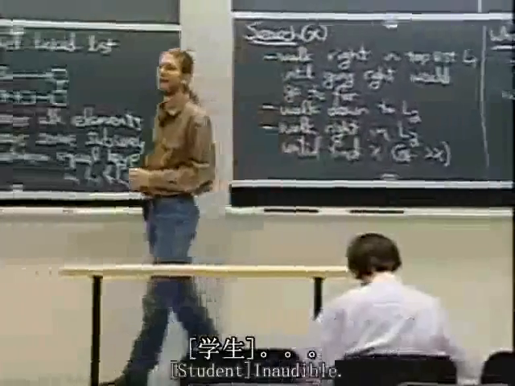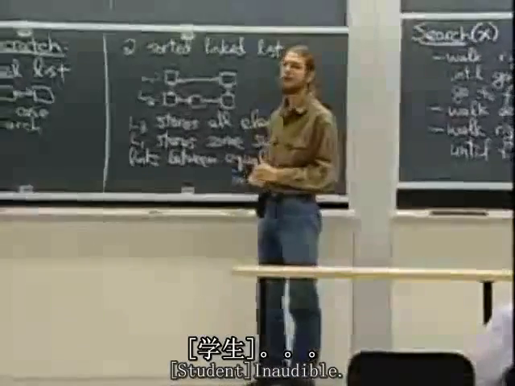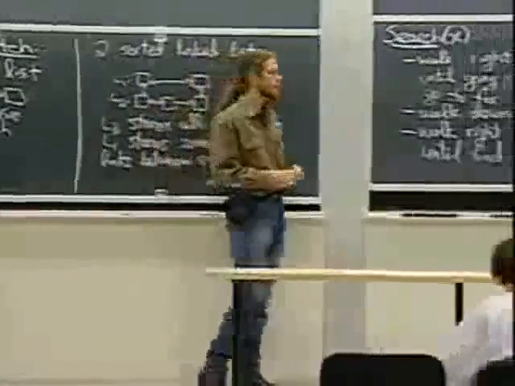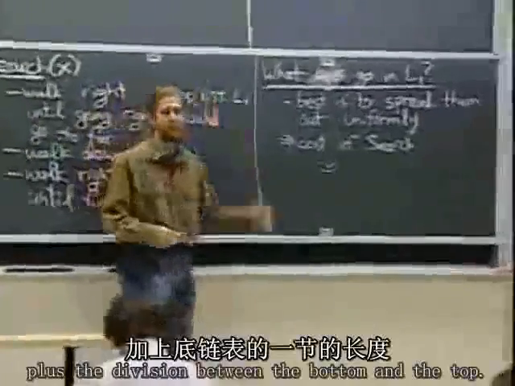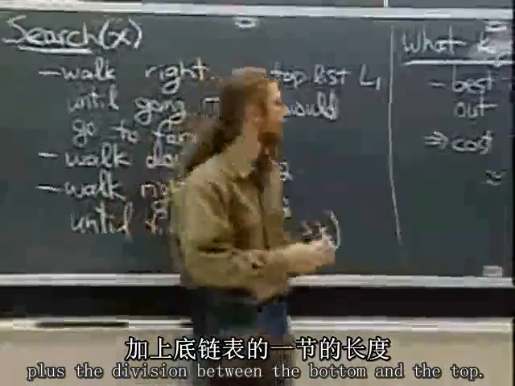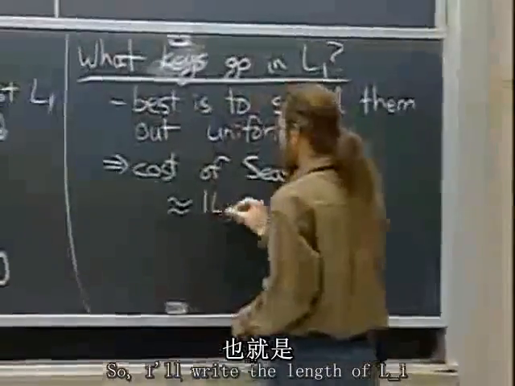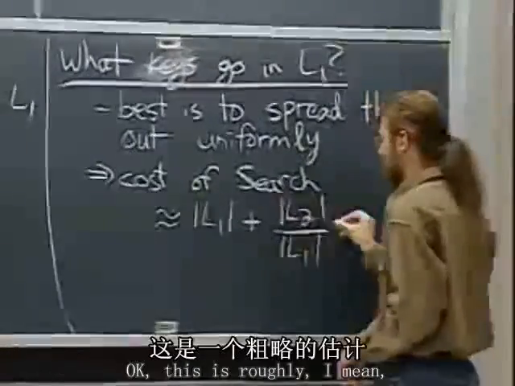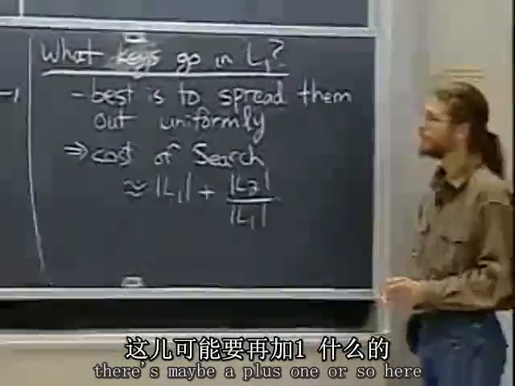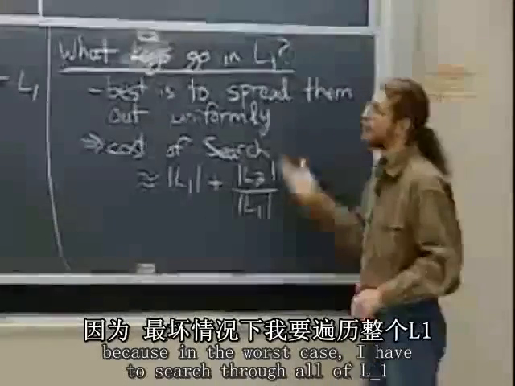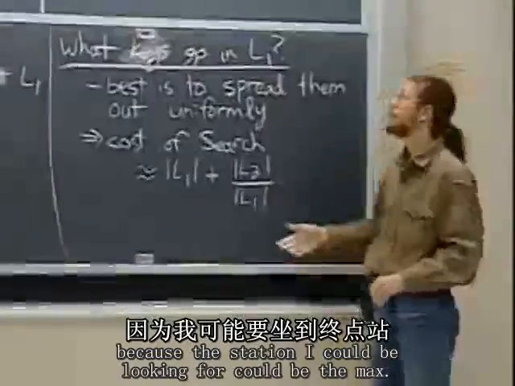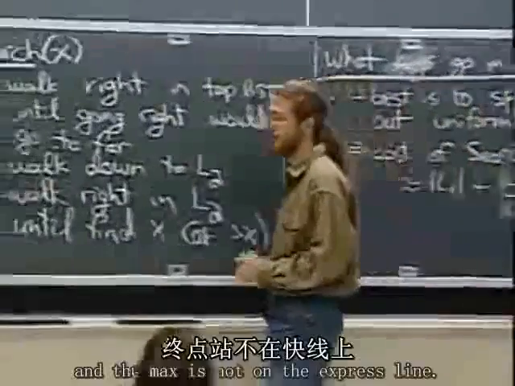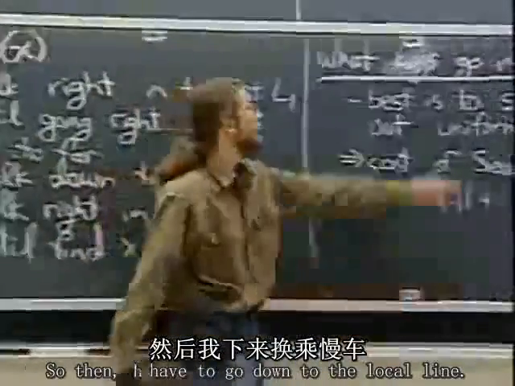Yeah. The total number of elements in the top list, plus the division between the bottom and the top. Right. So I'll write the length of L1 plus the length of L2 divided by the length of L1. Okay, this is roughly, there's maybe a plus 1 or so here, because in the worst case, I have to search through all of L1, because the station I could be looking for could be the max. And maybe I'm not lucky and the max is not on the express line, so then I have to go down to the local line.